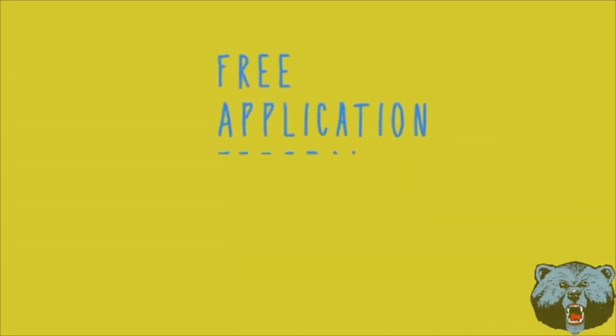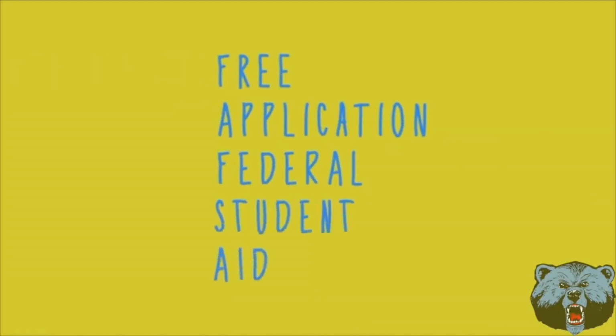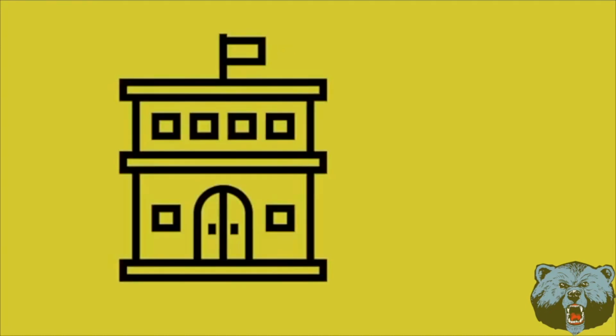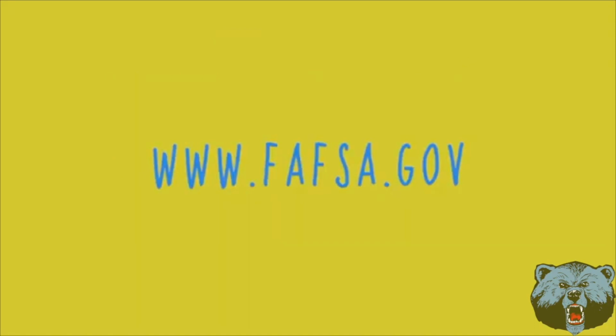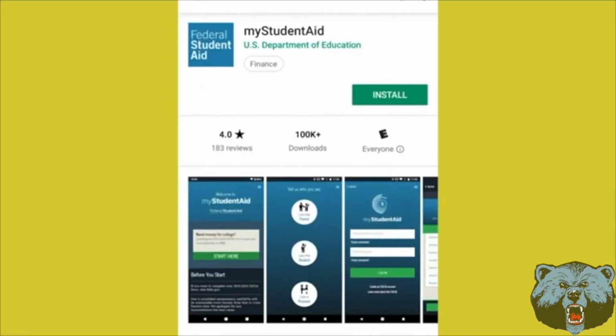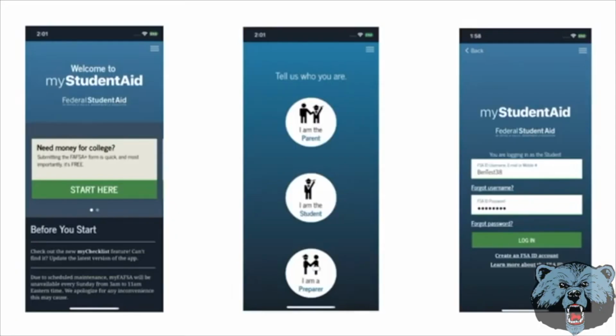The Free Application for Federal Student Aid, or FAFSA, is used to apply for financial aid to help students pay for college and college-related expenses. The FAFSA can be filled out and submitted at www.fafsa.gov, or you can download the My Student Aid app to complete it there.